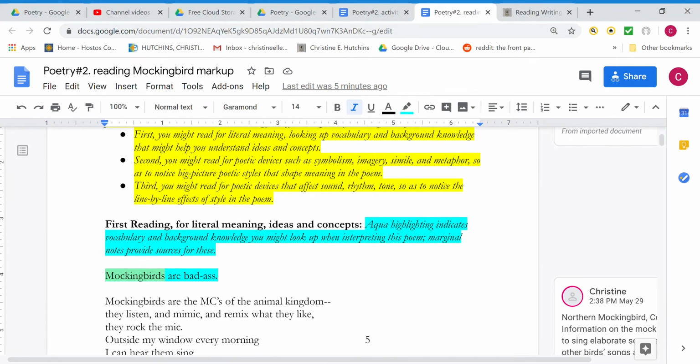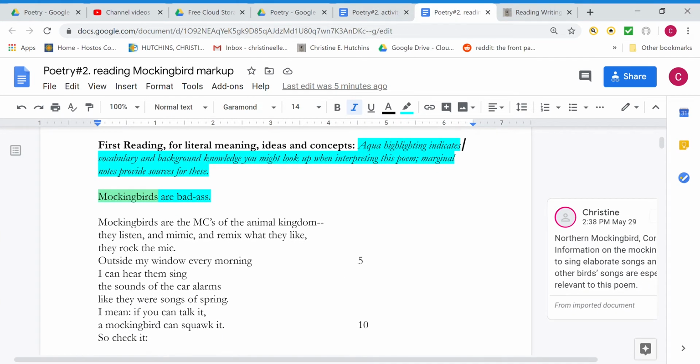So for the first reading, I've used aqua highlighting so you can see the colors of passages that I think you might have to look up. And the first thing you would want to look up for Mockingbird is information on a mockingbird. So the marginal note has a link to the northern mockingbird and information on its songs and its life, which helps you understand why the mockingbird is the central image used in this poem and why they're badass.